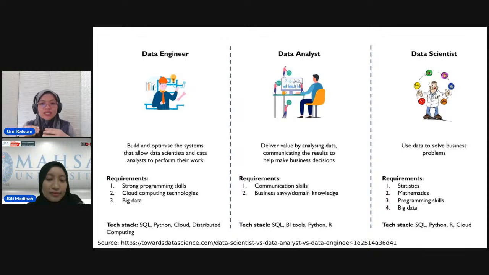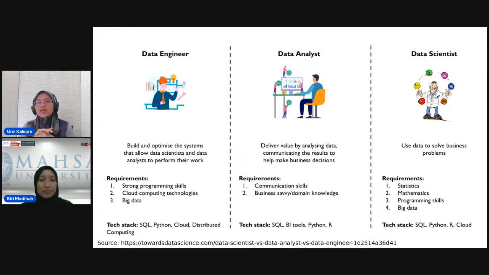Okay, so what is the requirement to become a data analyst? You must have communication skills, and definitely business savvy or domain knowledge, because you need to know why this happened. This person must know SQL, and business intelligence tools or BI tools, for example Power BI or Tableau. And then they need to know Python and also R for analysis.